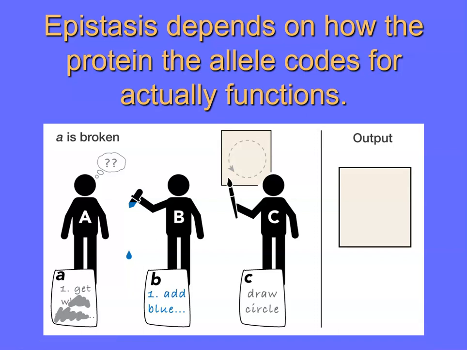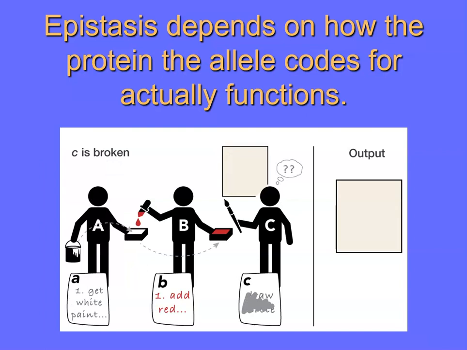So let's try a different version of this and see how that might affect the output. If C isn't functioning properly, even though A has the white paint, B adds the red tint, C doesn't know what to do. So again, there's no output. Even though the output is again a blank poster, nothing was painted, the cause was different than when A was broken.